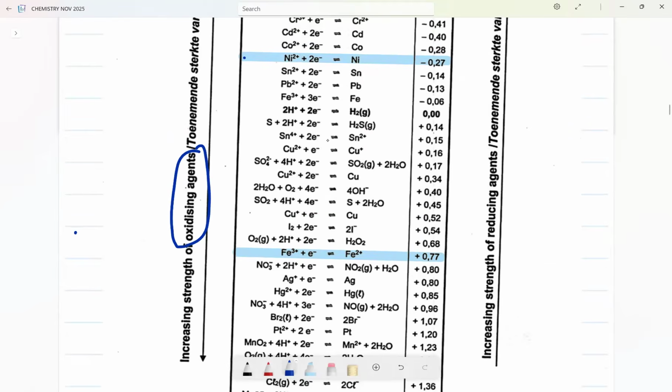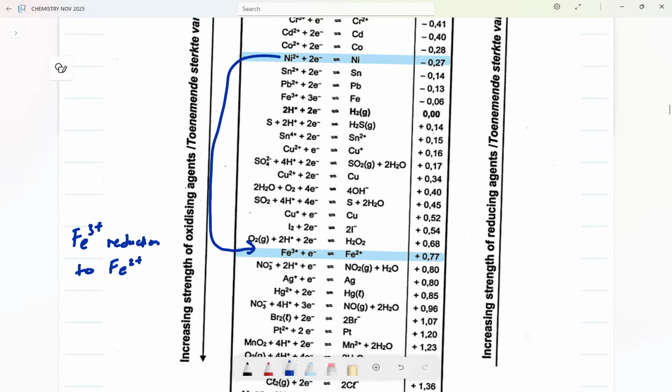So it means Fe3+, since it is a stronger oxidizing agent. Remember, when an oxidizing agent undergoes reduction, this one will undergo reduction to form what? To form Fe2+. And by the way, when you use the table, I like to do it like this. So it means this one undergoes oxidation, this one undergoes reduction. So then nickel will be oxidized. Nickel will be oxidized to Ni2+.